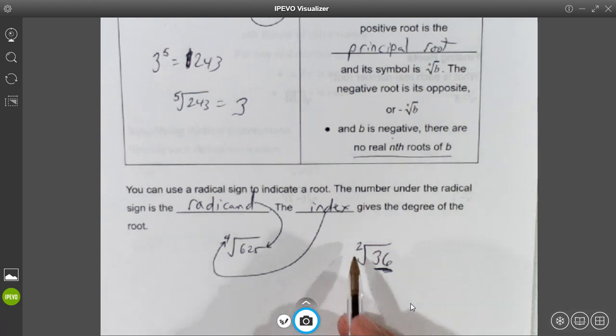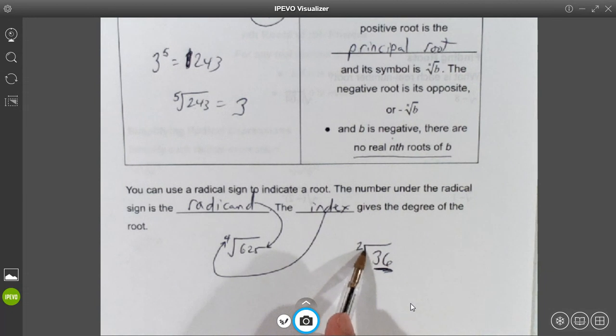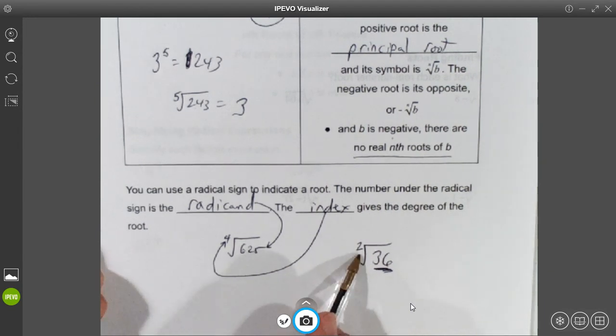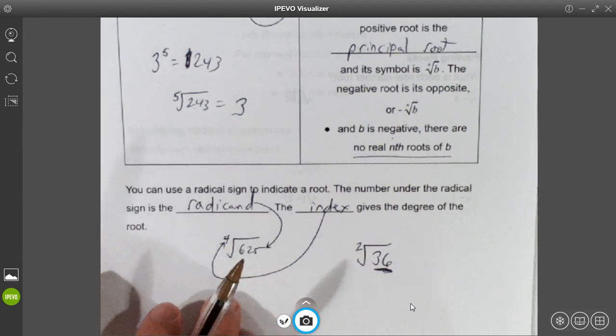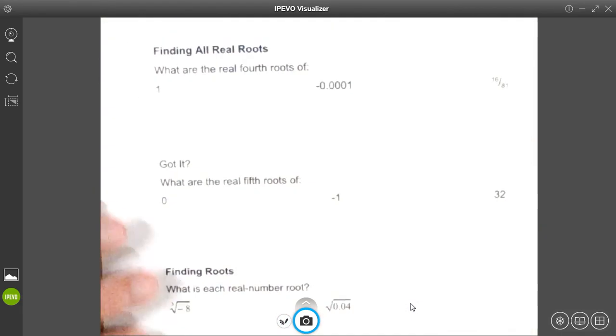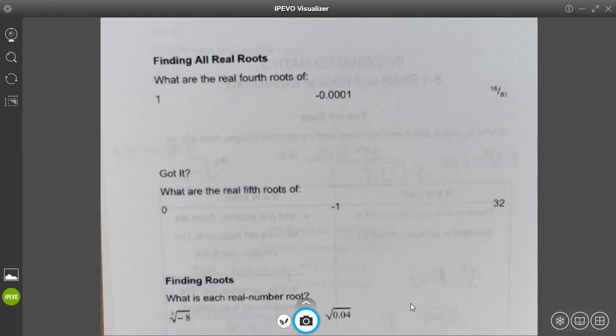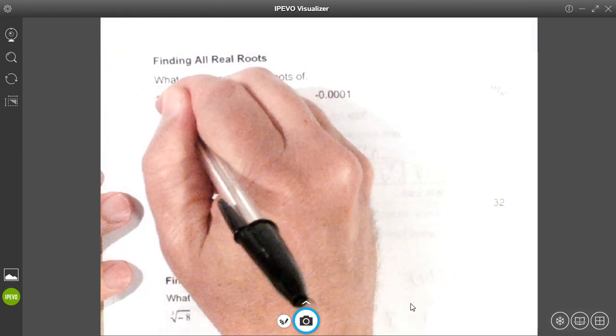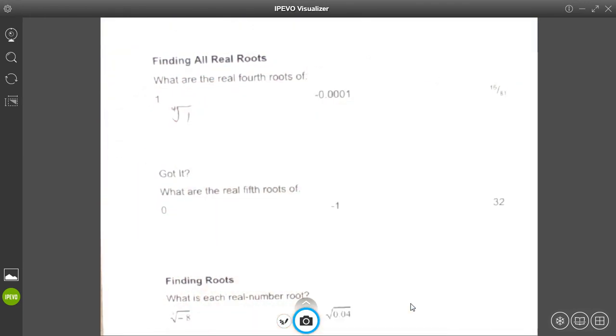All right, but if there's nothing written there, then that's assumed to be a 2. The radicand is the number underneath the radical symbol, and the index is the number, the degree of the root. So if it says find all the real roots, so find all the fourth roots, the fourth root of 1, all right?